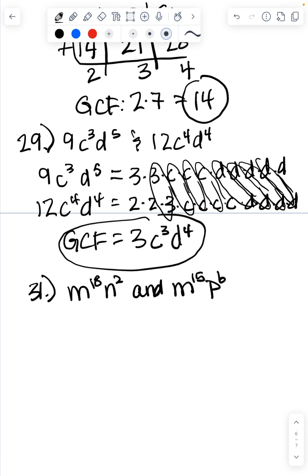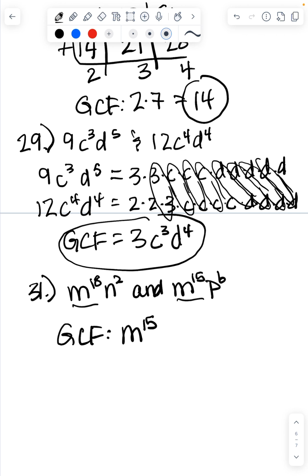Wow, so this would be really ridiculous to write out 18 m's or 15 m's. But what I can tell is if I were to write out 18 m's, I would know that 15 of them are going to be paired up, right? Because here's 18, here's 15. So for the GCF, I'm not even going to bother writing it out. I'm just going to talk through it with you. I can match up 15 of those.